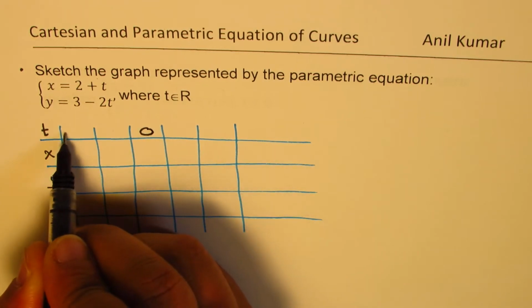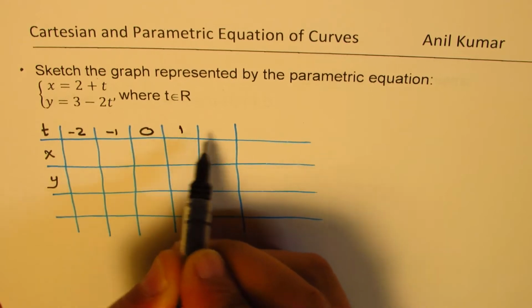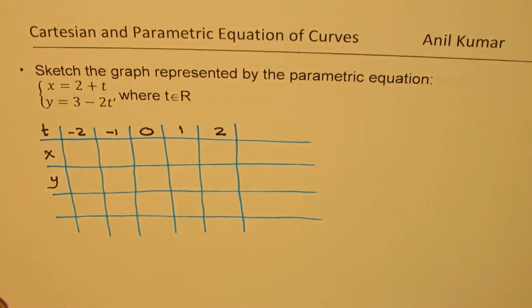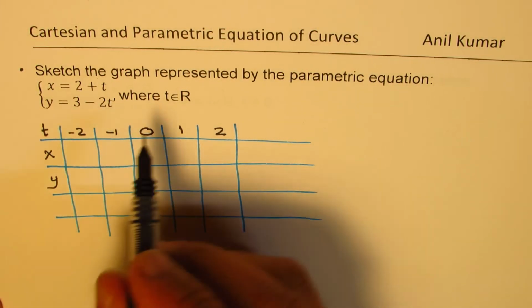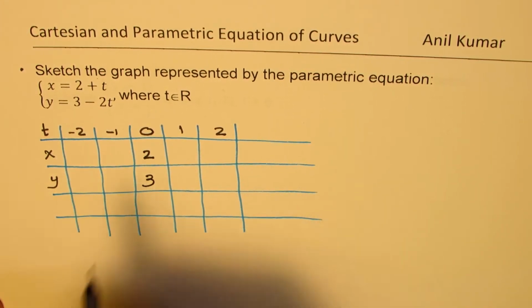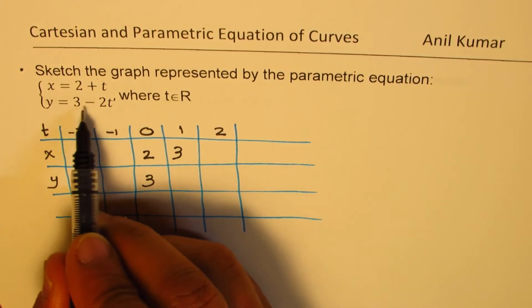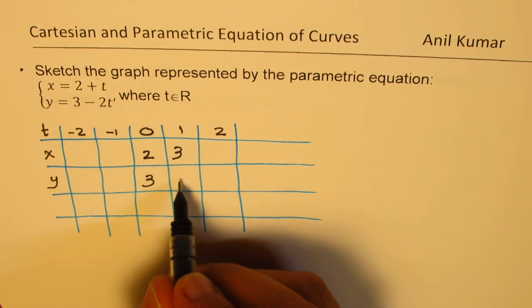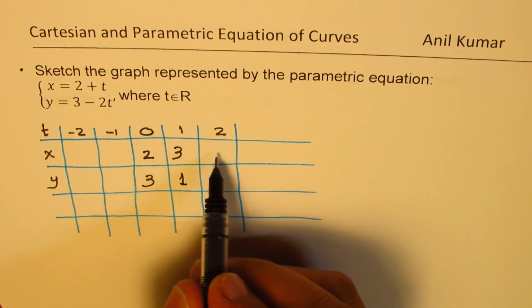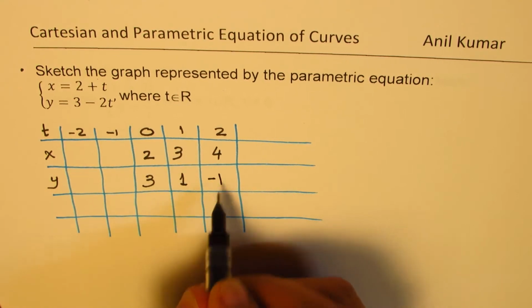We'll put negative values and positive values. So let's say negative 1, negative 2, 0, 1, and 2. Let these be the values for t. If I substitute 0 here, I get x and y as 2 and 3. If I substitute 1 here, 2 plus 1 is 3, and 3 minus 2 will give us 1. Substituting 2 will make x 4, and here substituting 2 will give us minus 1. Correct?